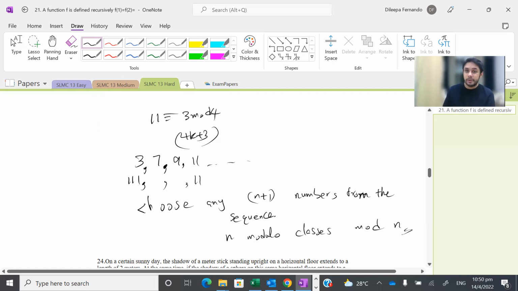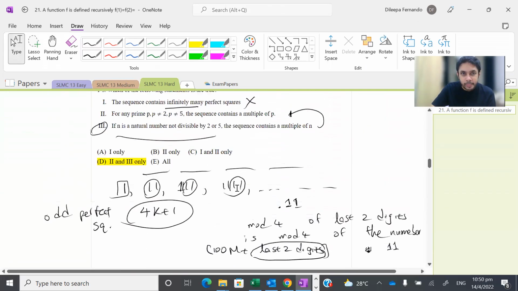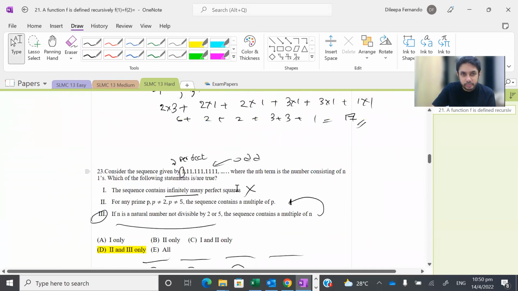Why are we considering mod n? Because we are trying to find the divisibility. So if we are trying to find the divisibility, we need to consider all the modulo classes, and we need to find a number with modulo 0. So we consider all the modulo classes of n: 0, 1, 2, 3, 4 up to n minus 1.